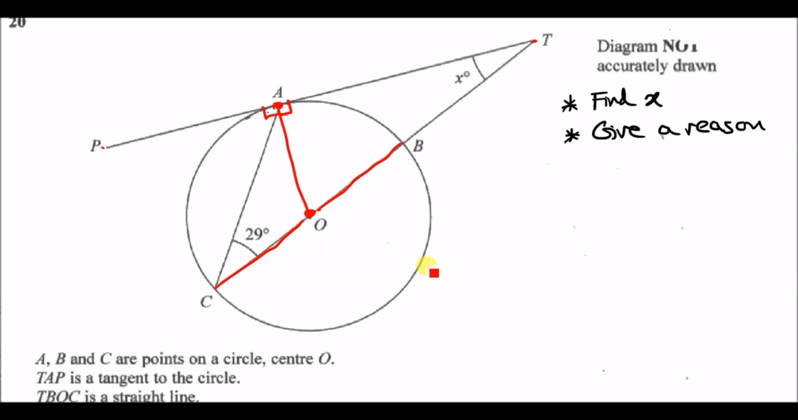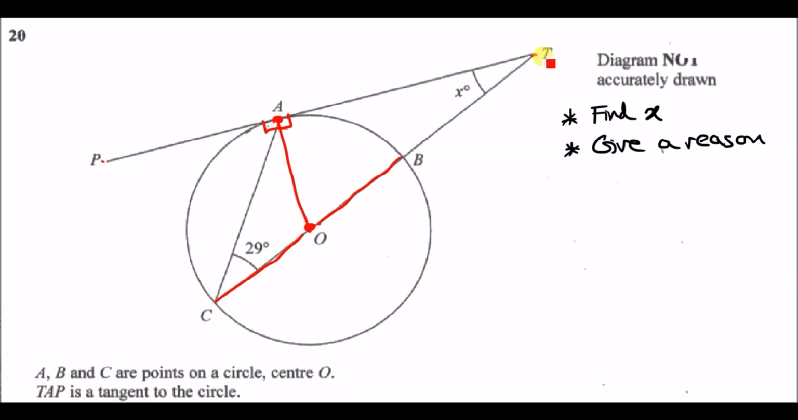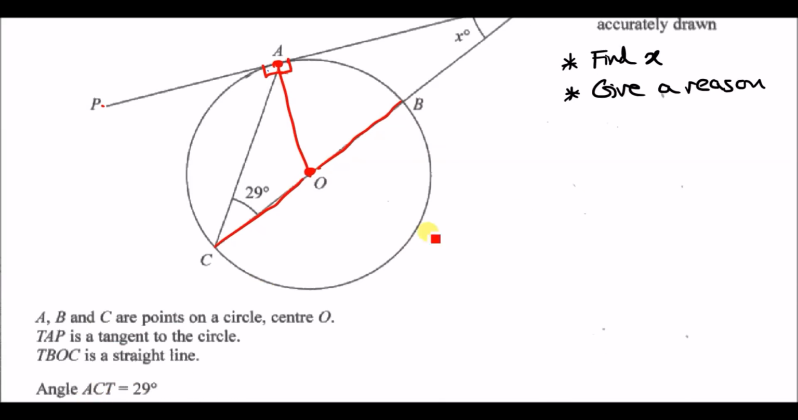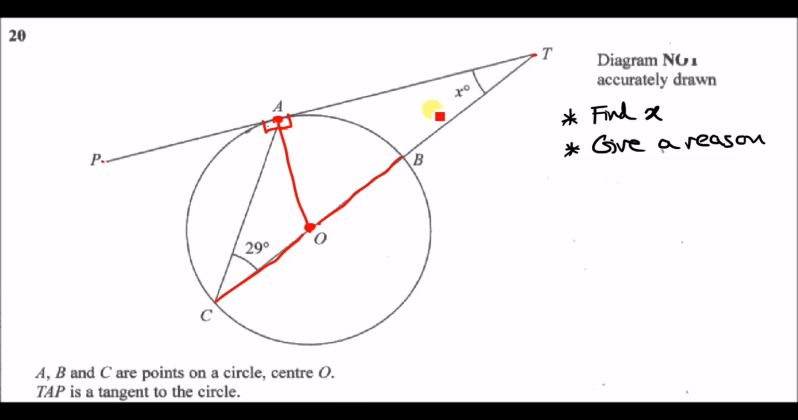TBOC is a straight line, so this is also important. So we've got T to B to O to C, and angle ACT is 29 degrees. So the aim is to find the value of x here and give a reason for each step. Okay, so I'm going to just give the reason verbally, yeah? And I'll try to write some of it down.